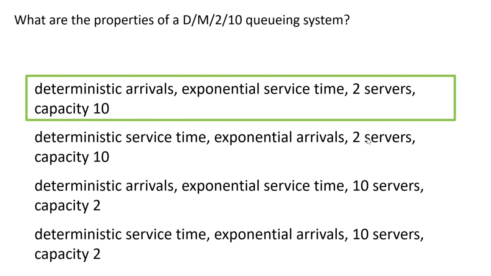These other answers that are wrong were just the result of me swapping phrases inside of each of these answers. So for example, in the second one, I said deterministic service time and exponential arrivals, and those are out of order. And on the other two, I had 10 servers, capacity 2 instead of 2 servers, capacity 10.